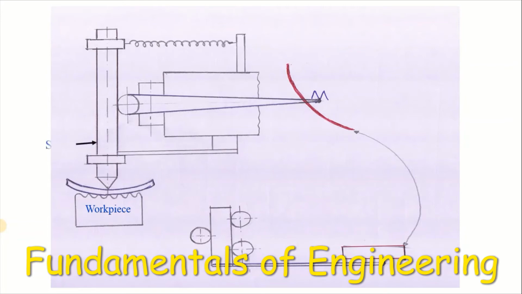Then the next one is the stylus. The stylus is connected with a diamond probe.